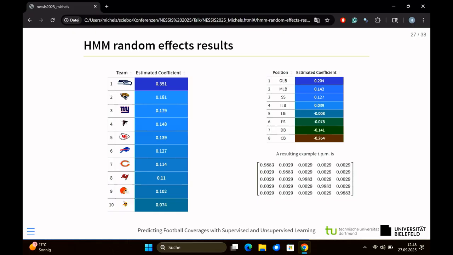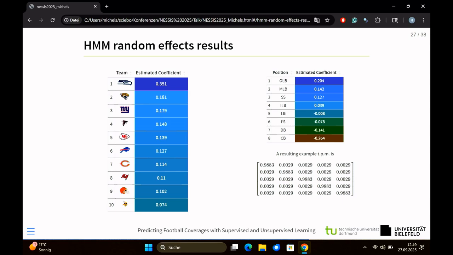So we have random effects, and we can look at them, and we can see that the Seattle Seahawks have the highest random effects, which means, because we put it into the changing probabilities, that they are more likely to change offensive players. So the defenders of the Seahawks are more likely to change the offenders. Okay? And we can do the same for the positions, and we see that cornerbacks are more sticky to offensive players in contrast to linebackers, which pass on the offensive players more in comparison.